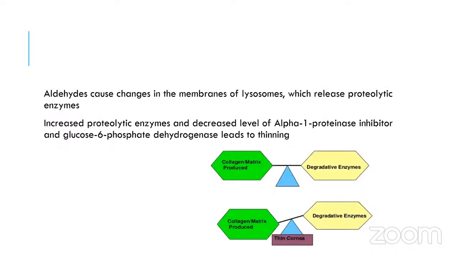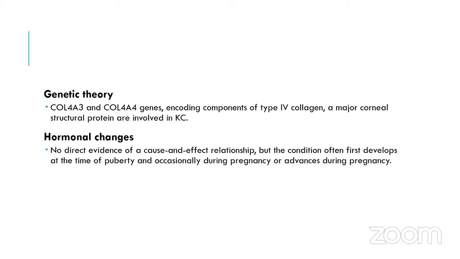Aldehydes cause changes in the membranes of lysosomes, which release proteolytic enzymes. Increased proteolytic enzymes and level of alpha-1 proteinase inhibitor and glucose 6-phosphate dehydrogenase leads to thinning. Genetic theory can be based on various genes, mainly COL4A3 and COL4A4 genes, encoding components of type 4 collagen, a major corneal structural protein, are involved in keratoconus.